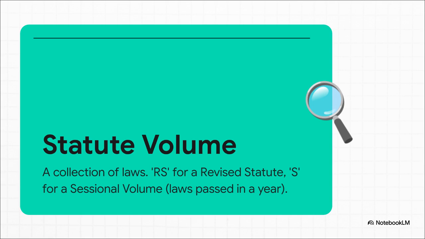But you can imagine that gets pretty messy over time. So every once in a while, the government basically does a big cleanup. They gather up all the current laws, get rid of the old ones, and publish a new official consolidated set. That is a revised statute, or RS. So when you're citing, you're telling your reader which version you're looking at, the original one from a specific year or the updated one from the big collection.